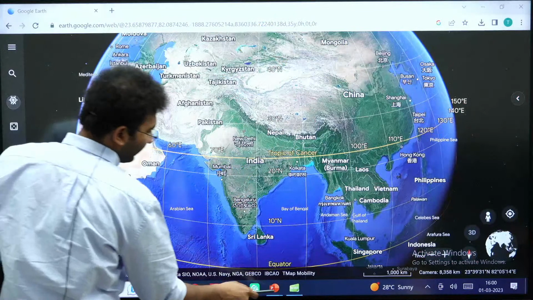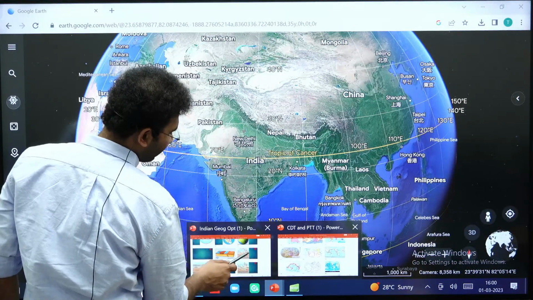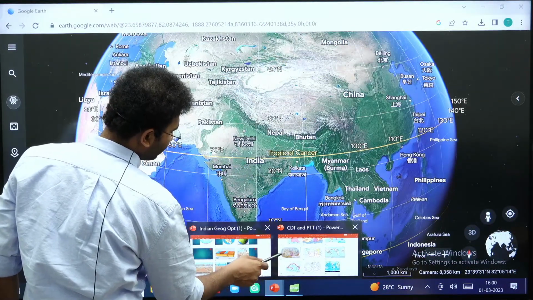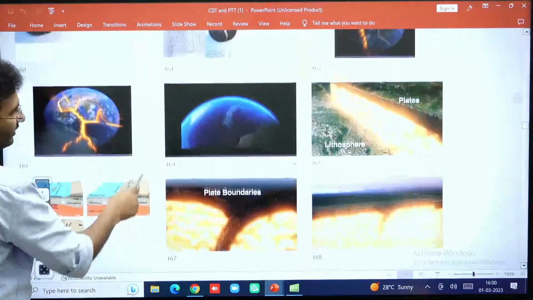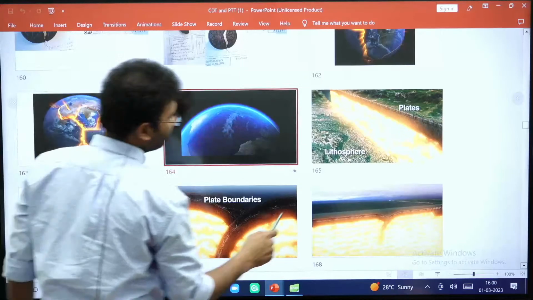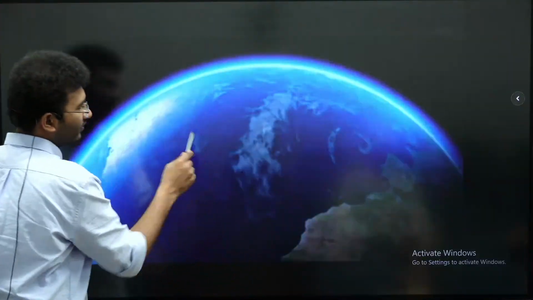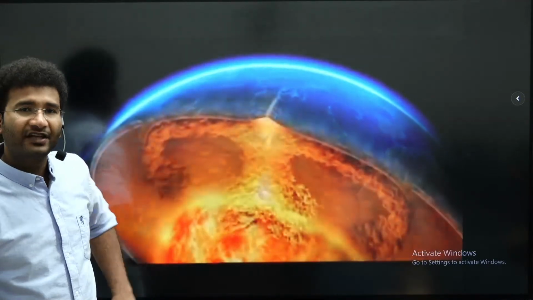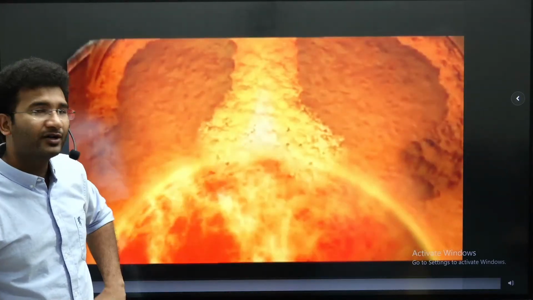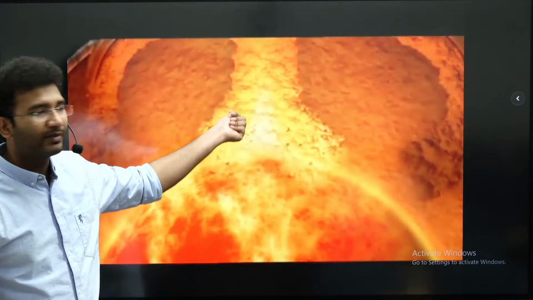Now again, let me show you the mantle convectional plate movements which I have shown you a couple of days before in the last class. To make it or to give it sense to you, let's try to imagine here. See, the major movement of the plates is primarily because of these kind of mantle convectional cells.